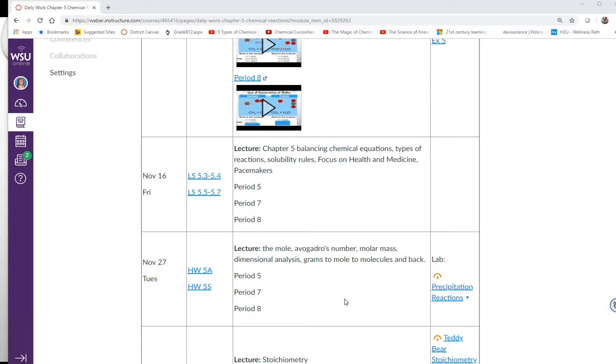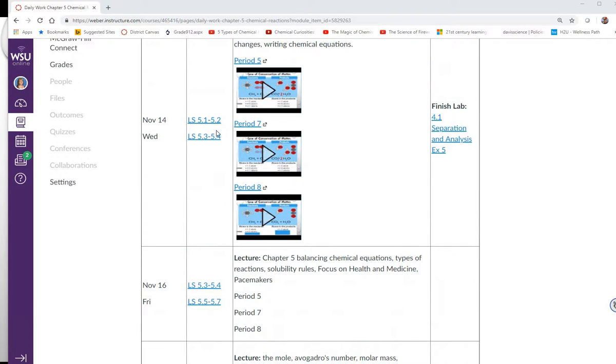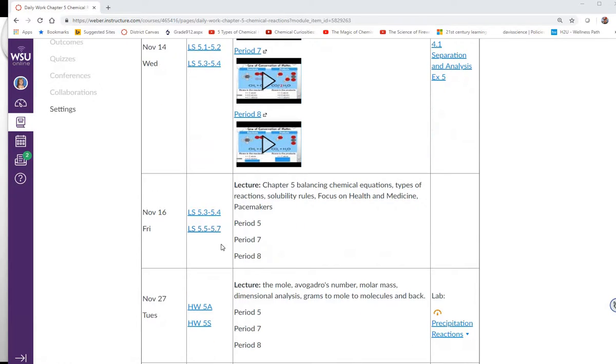Okay, today we're going to go on in Chapter 5, Balancing Equations, Types of Reactions, Solubility Rules, and focus on health and medicine and pacemakers. Now you'll notice your Learn Smarts, you should have done the first 2. Now the next 2 are due, so if you're falling behind, get them caught up over the weekend. The Learn Smarts are fairly easy, shouldn't be too rough on you, so make sure we get those done.